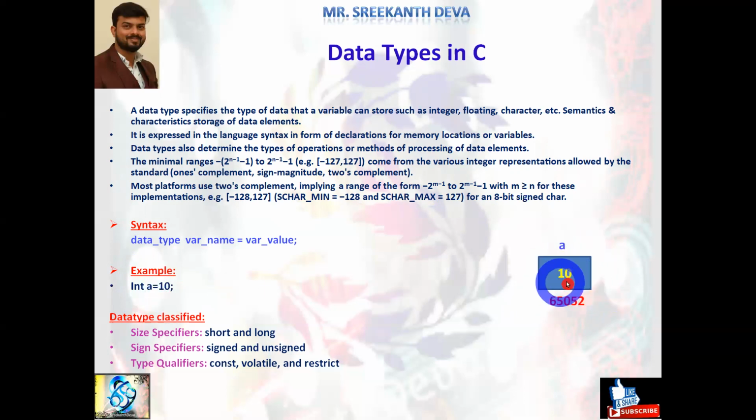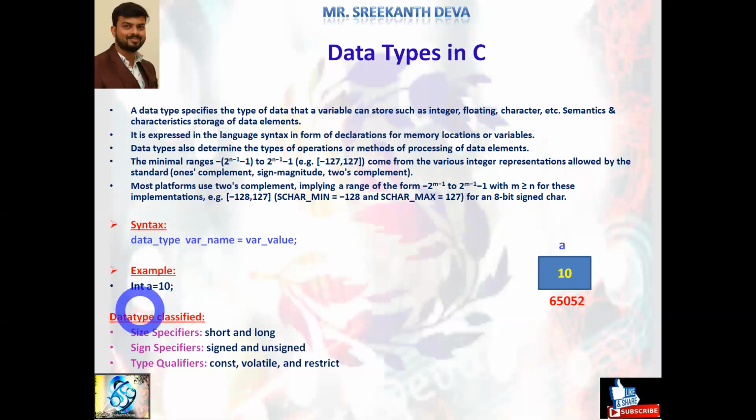Here 10 represents a positive, unsigned value. Here we can also use signed and unsigned both for integral types. Unsigned represents that a variable can hold only positive numbers. If I mention signed, a variable can hold what? Negative and positive values both. Signed represents a variable can hold negative and positive values, but unsigned represents a variable can hold only positive numbers.